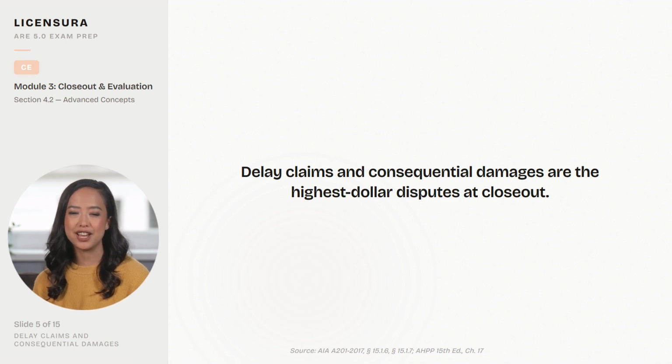A201 Section 15.1.7 is a mutual waiver of consequential damages. Both owner and contractor waive claims for consequential damages against each other. The owner cannot recover lost rental income. The contractor cannot recover lost profits on other projects. This is one of the most heavily tested concepts on the CE exam because it is counterintuitive. Candidates expect damages to flow freely, and the waiver surprises them.